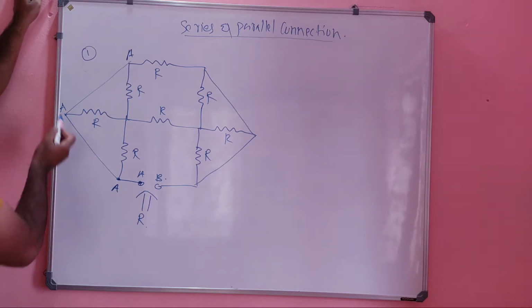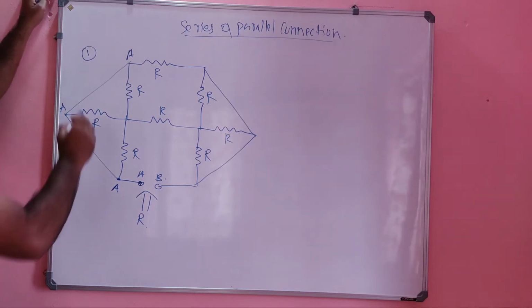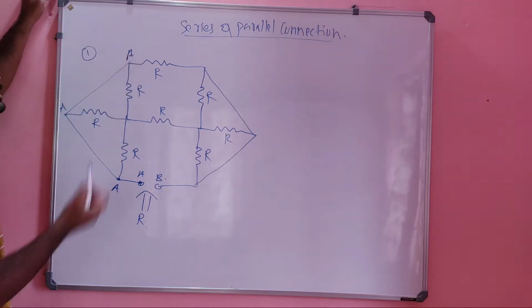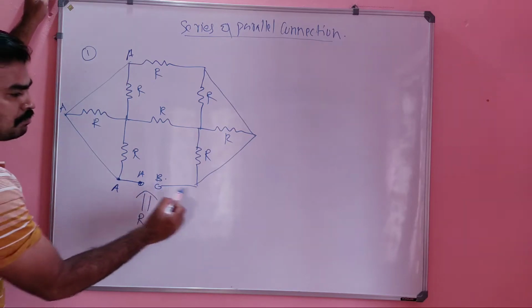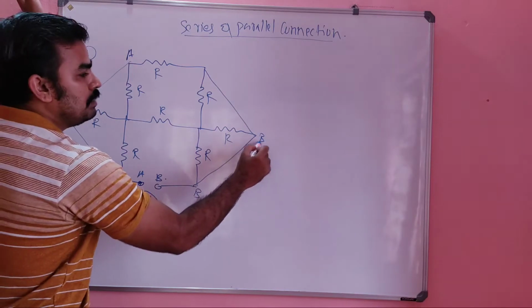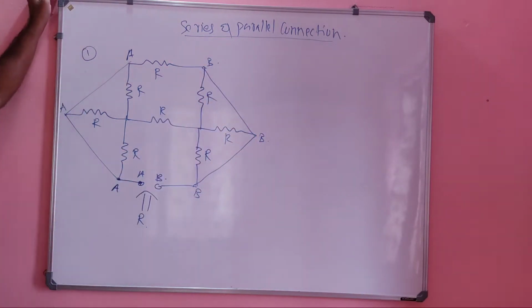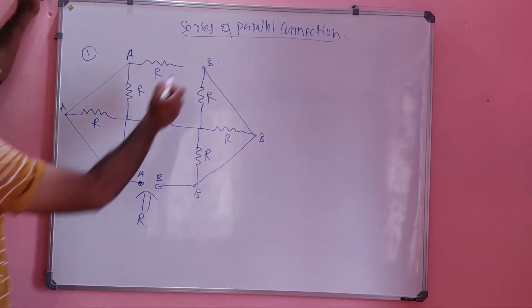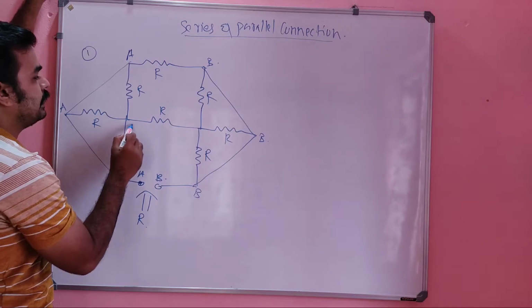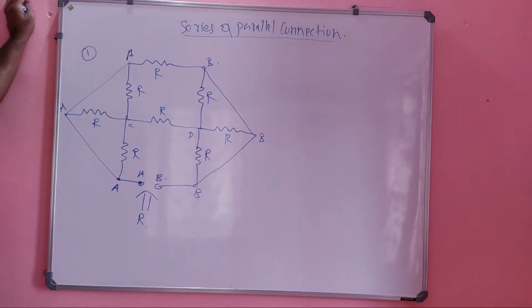So this point is A means this is also A, because the same potential exists across these two terminals. Again this is A means this is also A. This is B means this is also B, and this is B means this is also B, and this is also B. Clear? So the remaining points, I am assuming C and D.